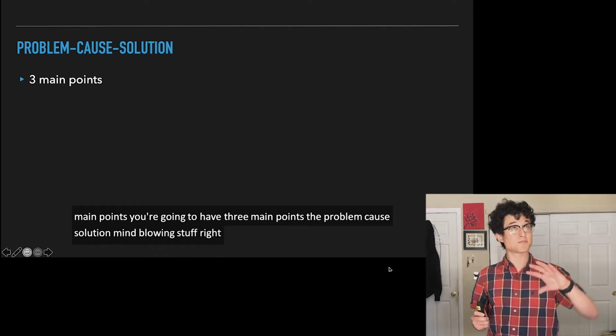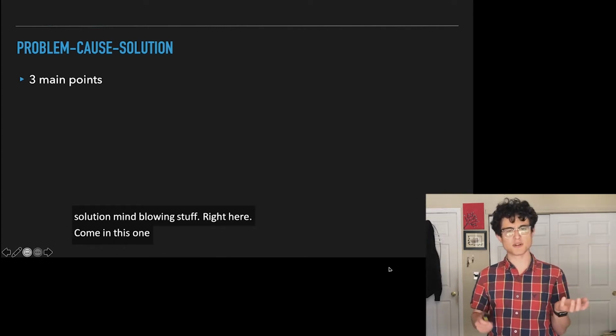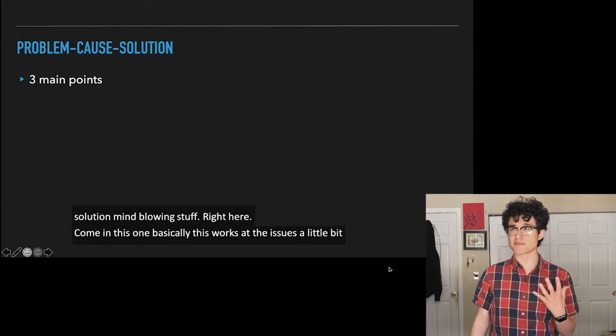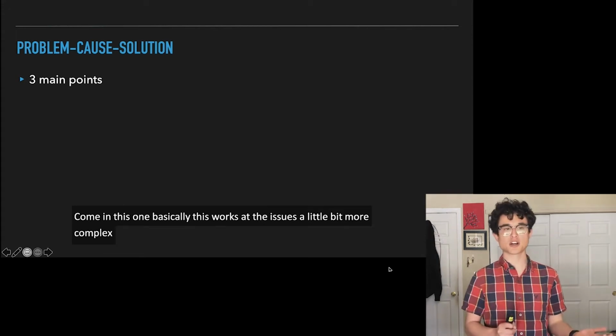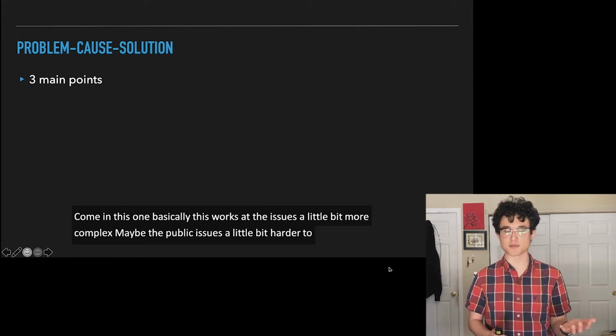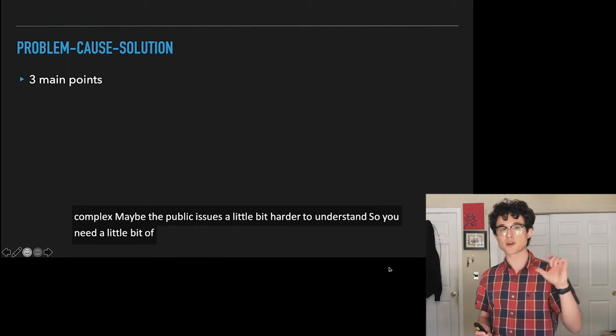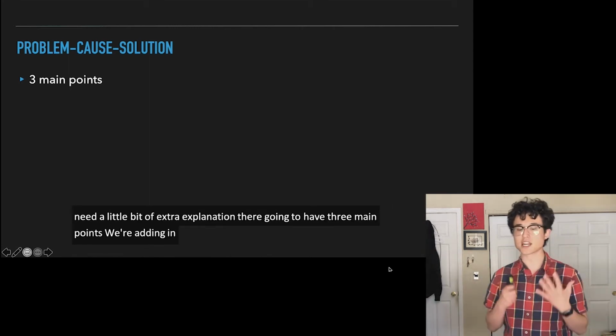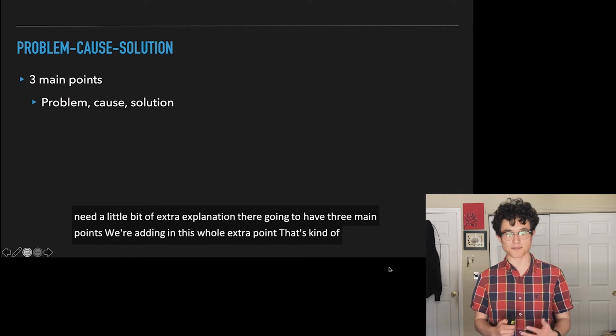In this one, basically, this works if the issue is a little bit more complex. Maybe the public issue is a little bit harder to understand, so you need a little bit of extra explanation there. So you're going to have three main points. We're adding in this whole extra point that's kind of explaining the cause of the problem.